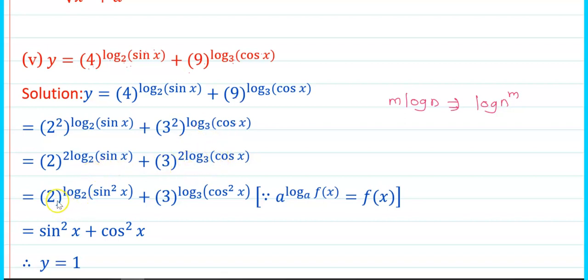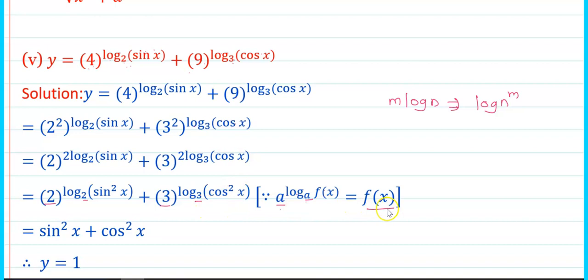Again this can be written as 2 raised to log of sin square x to the base 2, and 3 raised to log of cos square x to the base 3. Now here is one more important formula: a raised to log of f of x to the base a. If the base and the log base are the same, then its answer is f of x. Similarly here 2 means a, and f of x means sin square x. Again here is 3 raised to log of cos square x to the base 3.